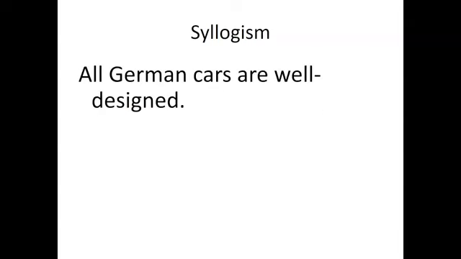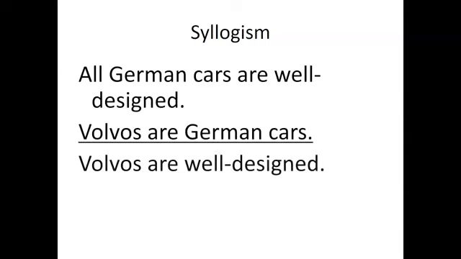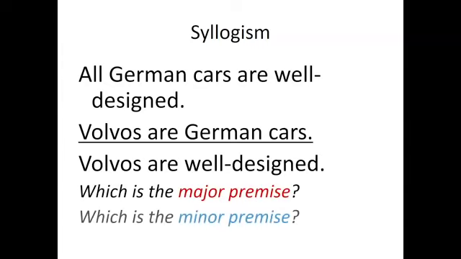All German cars are well designed. Volvos are German cars, so Volvos are well designed, right? If you recall from our four types of categorical propositions, each one of these propositions is of the affirmative universal type, right? Okay, so our question now is, which one is the major premise and which one is the minor premise?